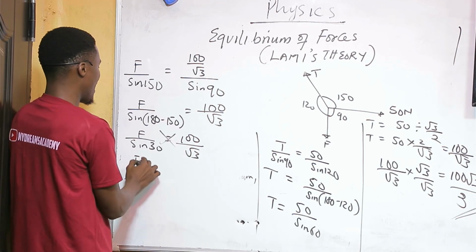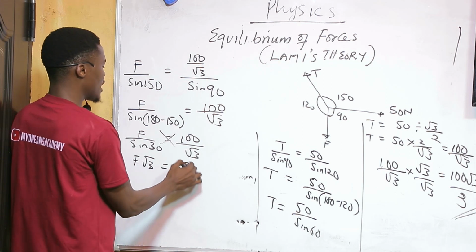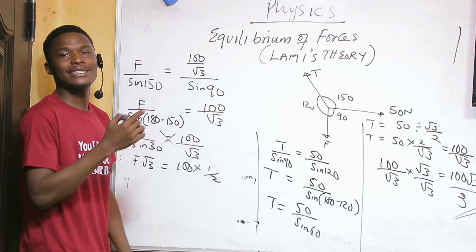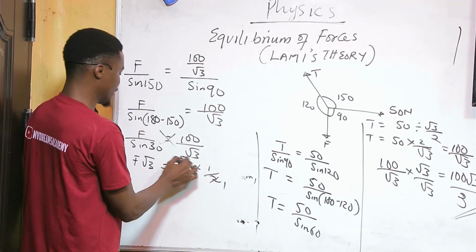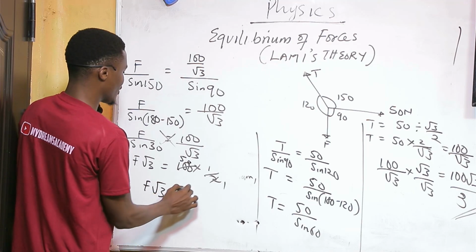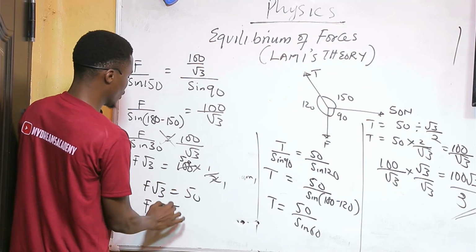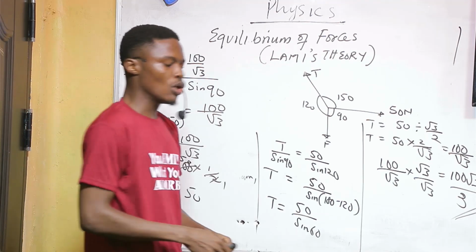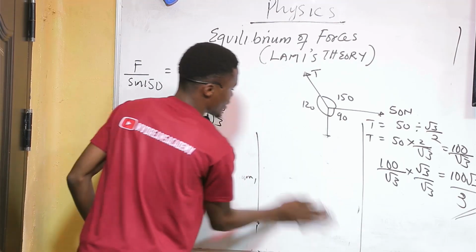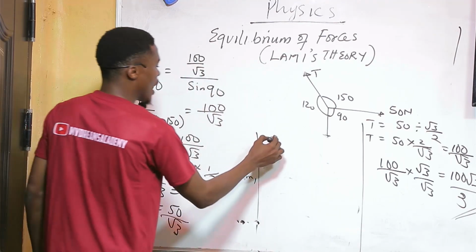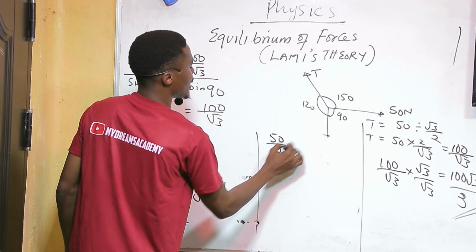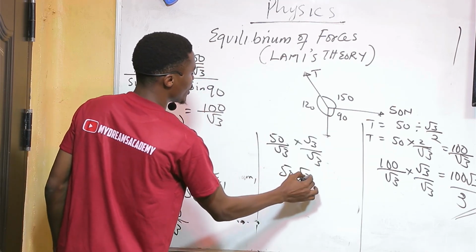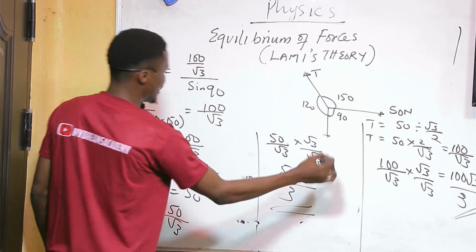Cross multiply, I have F root 3 equals 100 times 1 over 2, because sine 30 is half. 2 here 1, 2 here 50. So F root 3 is equal to 50. And we can say F is equal to 50 over root 3. We can leave it like this depending on our options, or we can rationalize. Let's rationalize and see what our answer would be. So I have 50 over root 3 times root 3 over root 3. This will give us 50 root 3 over 3, and that is our answer.